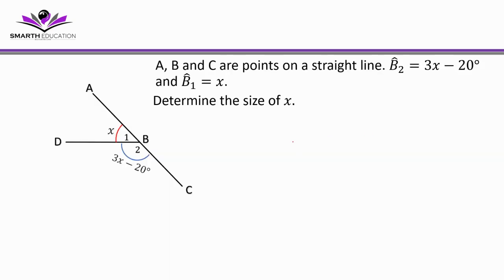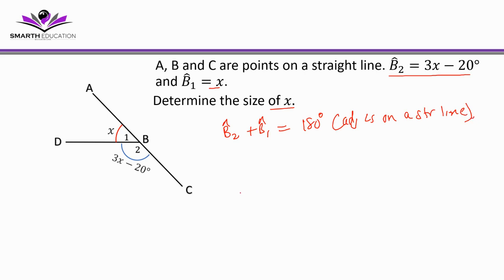A, B, and C are points on a straight line. B2 is equal to 3x minus 20 degrees and B1 is equal to x. Determine the size of x. We're not changing anything: adjacent angles on a straight line add up to 180 degrees. So B2 plus B1 is equal to 180 degrees. And don't forget the reason: adjacent angles on a straight line.